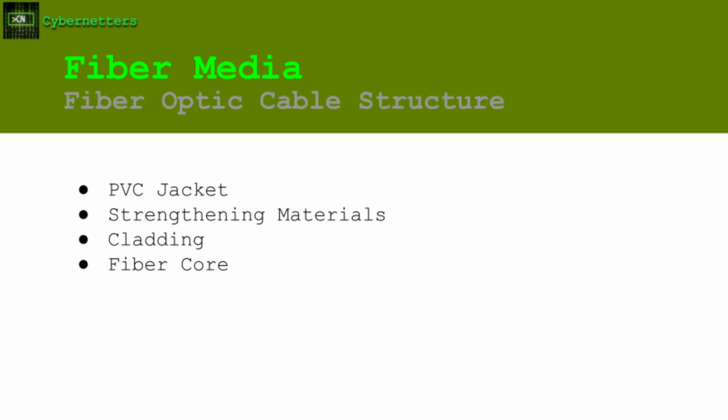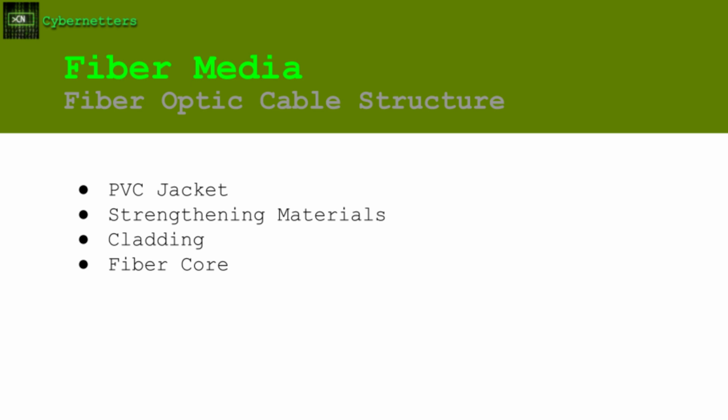Let's talk about how fiber optic cables are constructed and how they enable full duplex communications. So, as we talked about earlier, fiber optic cables use light signals to transmit data, and they're built with multiple layers to protect and maintain signal integrity. So you first have the PVC jacket, which is the outer protective layer that prevents physical damage to the fiber.